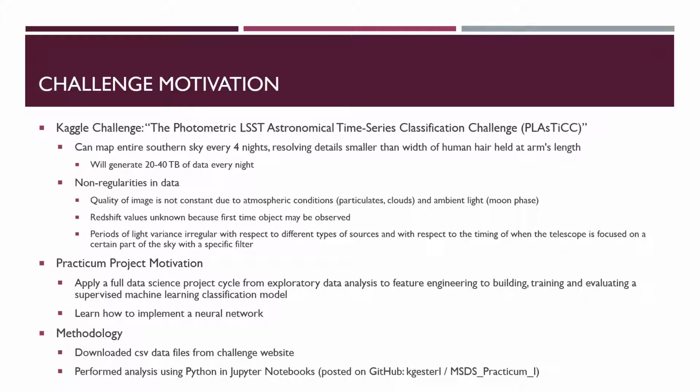And along with the large amount of data, there are also difficulties with regard to its cleanliness. Some of these issues include the image quality due to particulates or clouds in the sky or too much ambient light coming from the moon's current phase. Another problem is due to the fact that a lot of the redshift values are unknown, which is a standard method of normalizing this type of data. And also periods of the time variance can be really irregular depending on the type of astronomical object or with respect to the planned intervals for when the telescope is pointed at a particular object.